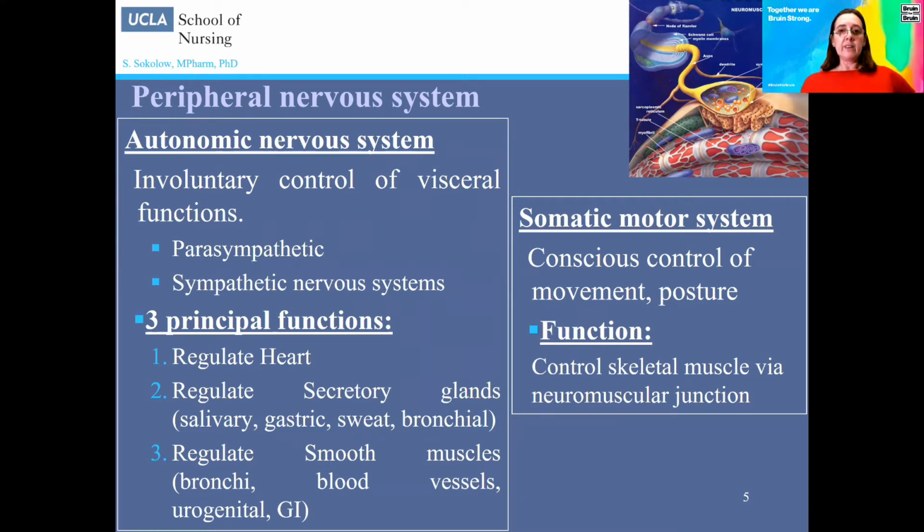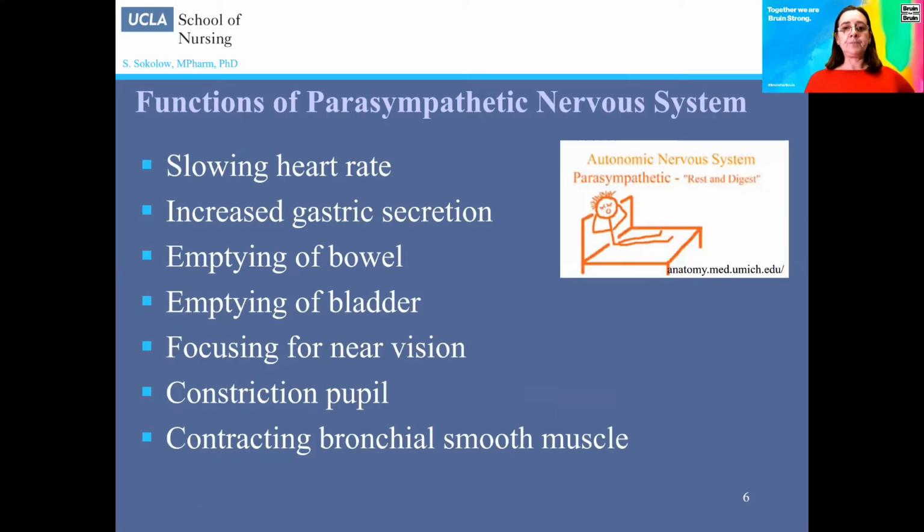On the other hand, you have the somatic motor system, which is the conscious control of movement and posture. So if you decide to grab something, this is voluntary, and that's your somatic motor system that controls your skeletal muscle. And this is controlled through the neuromuscular junction. We are going to see each system in detail.